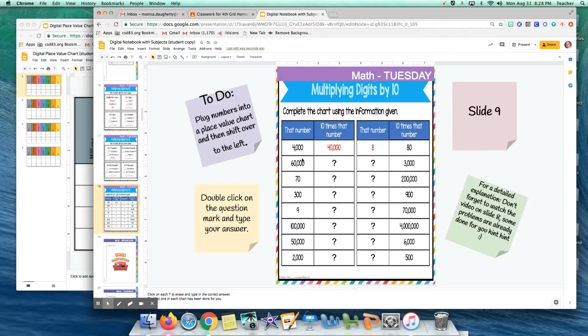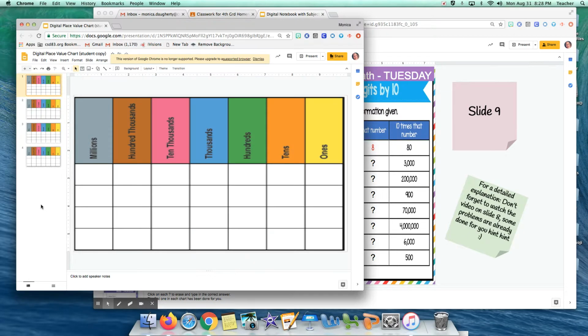So the first thing I'm going to do is show you how they got 40,000 from 4,000 in this example. So the first thing I want to do is plug in the number that they gave me. I'm always going to start with the ones right here on the far right. So I have a 0, 0, 0, 4. So I'm going to plug that into my place value chart. Here's my ones. 0, 0, 0, 4, or 4,000.